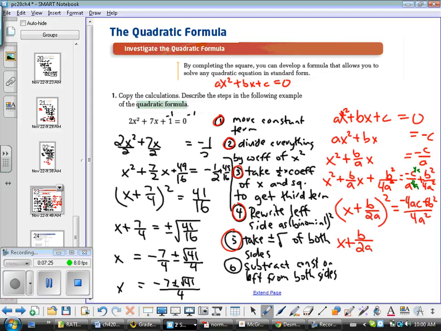So this square goes away. This becomes plus or minus the square root of, I'll put the b squared term first, so b squared minus 4ac on top over 4a squared.